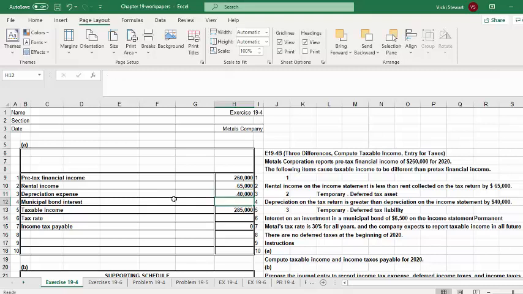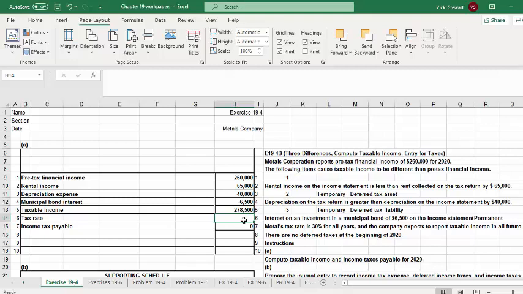The last item is that there is interest on an investment in a municipal bond of $6,500 on the income statement, and we know that municipal bond interest is not taxable on the tax return, so we're going to subtract that amount to get to taxable income. So we have taxable income of $278,500.